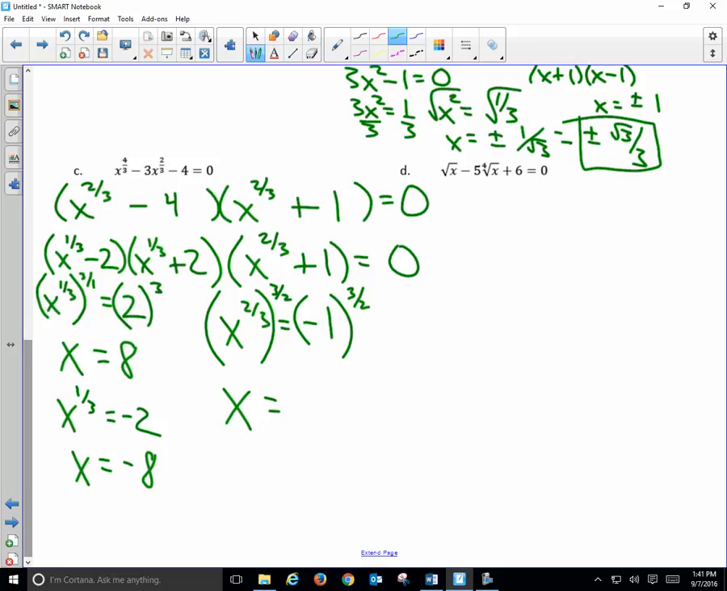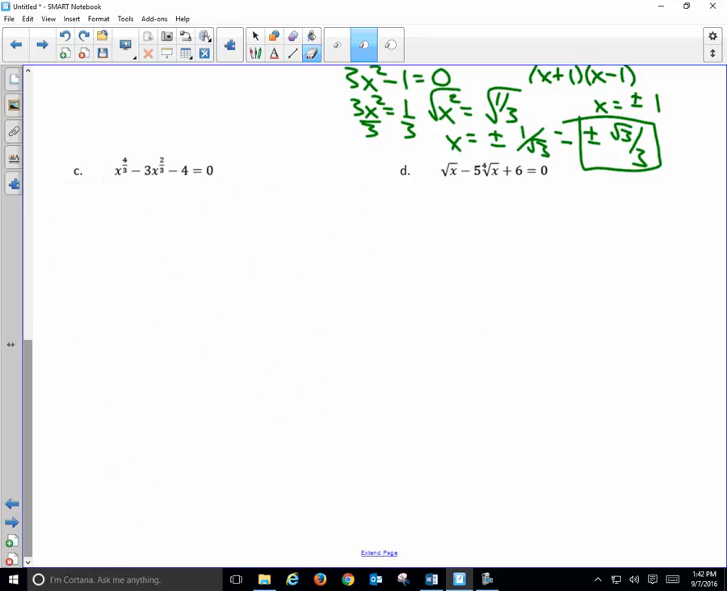-1. Square root of -1? I. What if we were all pirates? We're all going to be pirates tomorrow, okay?